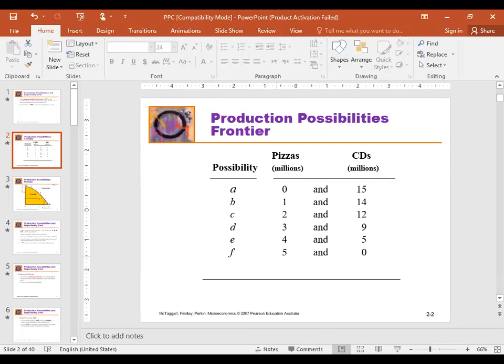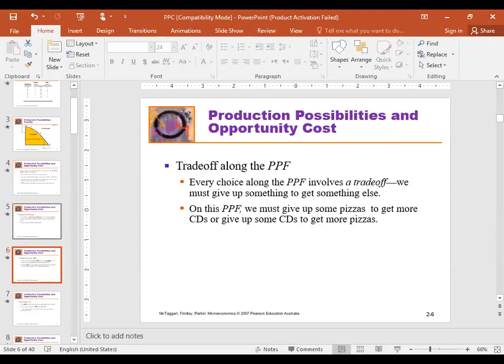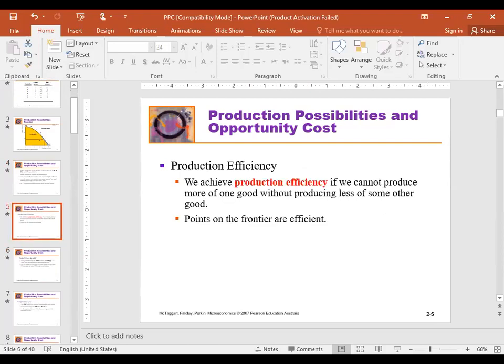And they're showing you the different possibilities of what you could produce while being efficient. And the keyword here is efficient. What I mean by efficiency here is, by being efficient, it means we achieve production efficiency if we cannot produce more of one good without producing less of another. So being efficient here means that you are optimizing, or you're using all of your resources. You have nothing left over.